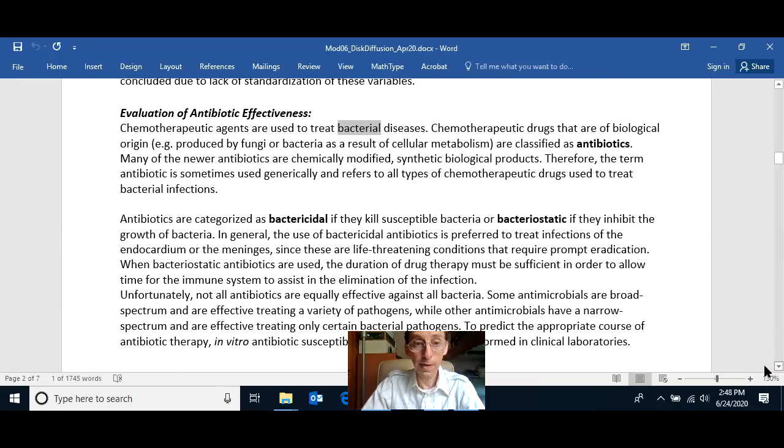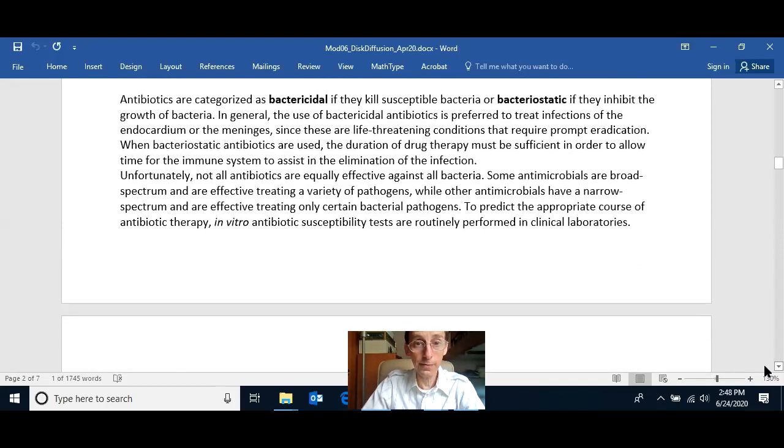So let's talk a little bit about antibiotics. They're bactericidal if they kill the bacteria, and bacteriostatic if they inhibit the growth of bacteria. In general, bactericidal antibiotics are preferred because you kill the bacterial cell, you don't just prevent it from growing. Okay, any question about that?